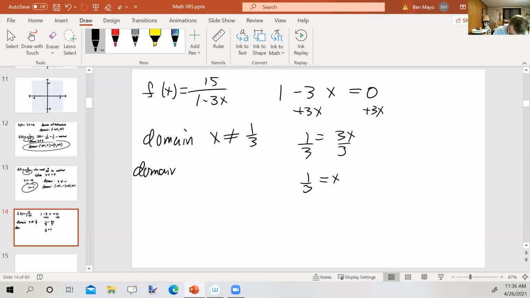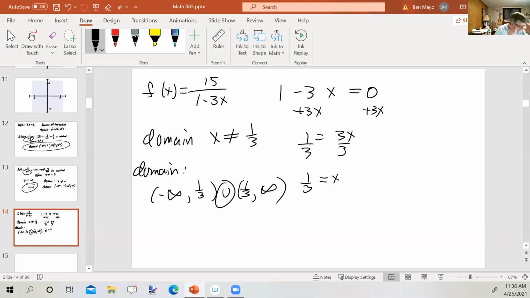And in interval notation, you'd go from what? Negative infinity to 1/3 in the union with 1/3 to infinity. Okay, remember that this symbol means union, so you're taking both of those as part of the solution.